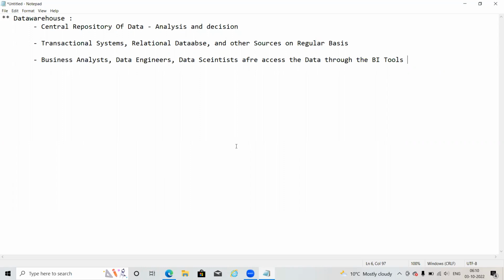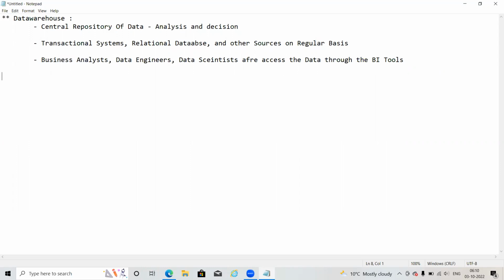Suppose in case of an OLTP, we can analyze the data only in 2 dimensions. Like suppose if I want to analyze the sales related data, in OLTP they can do analysis based on the years and based on the sales, only in 2 dimensions. In case of a data warehouse, they can do n number of ways.